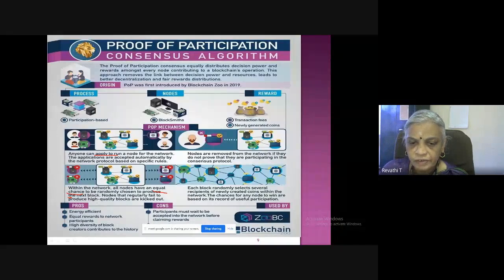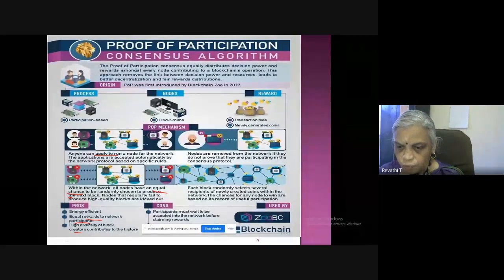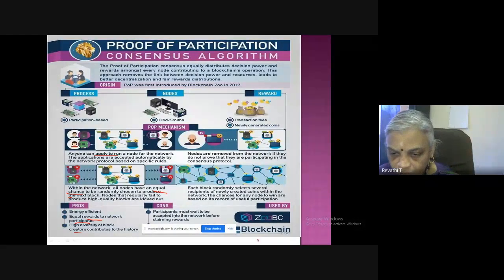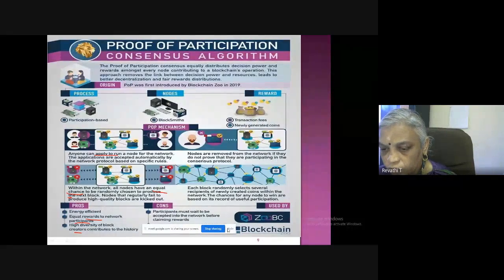So it's also energy efficient, and the main thing is that all the participants will get almost equal rewards. So block creators can be different, so diversity will be there, and that's the main difference from POW and POS, right? Proof of work or proof of stake, because nobody can take over the entire mining process. Instead, all are given an equal chance. So here, for getting accepted into the network, the participants have to wait for some time, right? For getting a reward, they have to wait for some time.